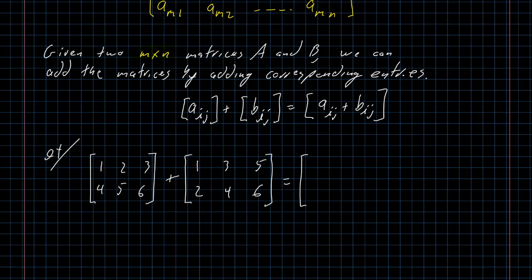1 plus 1 is 2. 2 plus 3 is 5. 3 plus 5 is 8. 4 plus 2 is 6. 5 plus 4 is 9. And 6 plus 6 is 12. So the sum of these 2 matrices is 2, 5, 8, 6, 9, 12.